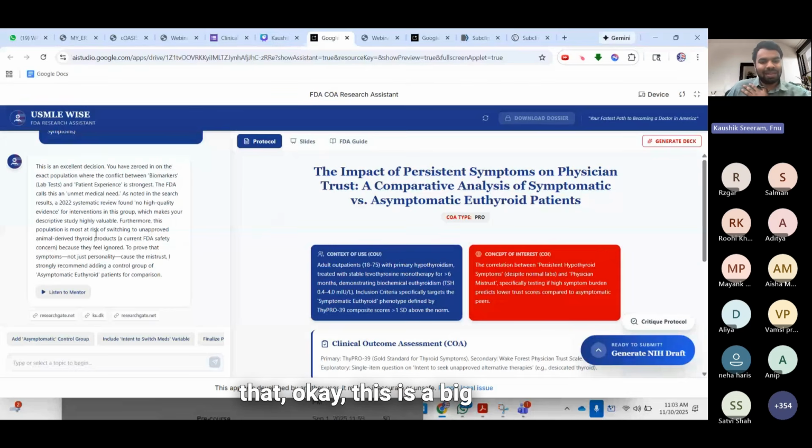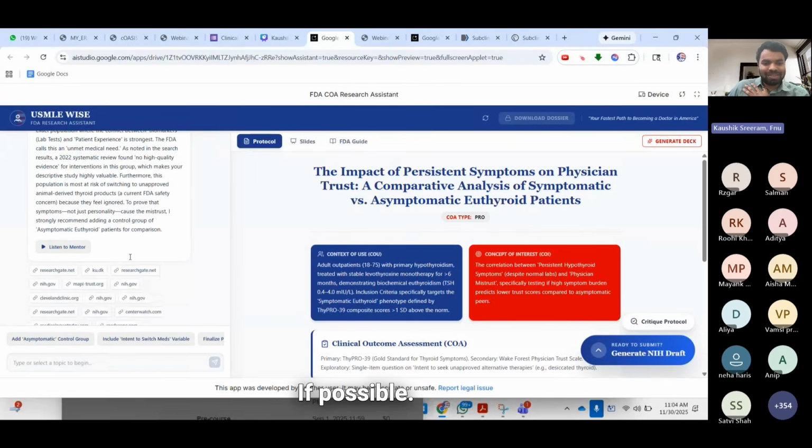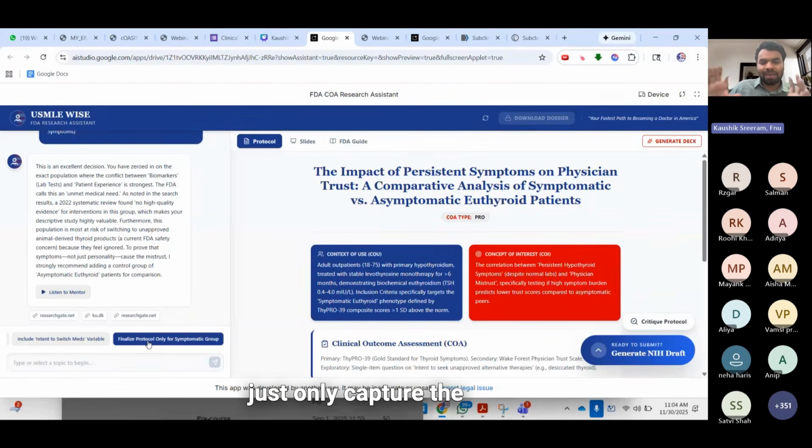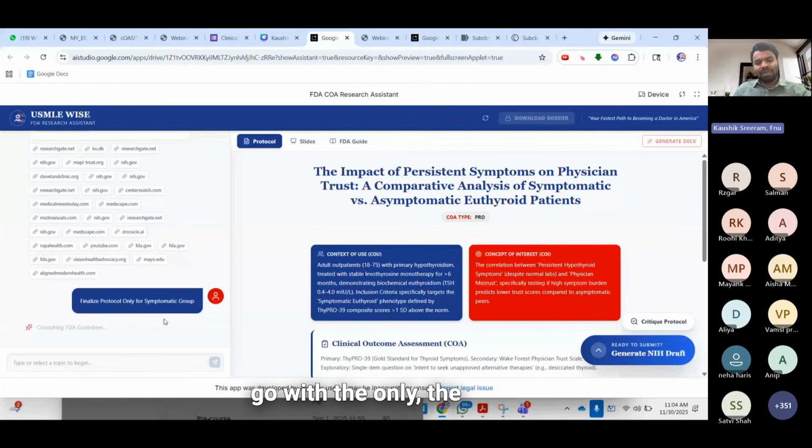So they are saying that, okay, this is a big concern, so you have to really go ahead and do your research. And then it is saying that, okay, if possible, add a control group. So then there are some options that you have. Either you add a control group, which will make your study a little bit harder, or you just capture only the symptomatic group. To keep it easy, we will go with only the symptomatic group. It's going to refine your protocol to highlight, okay, only this group.